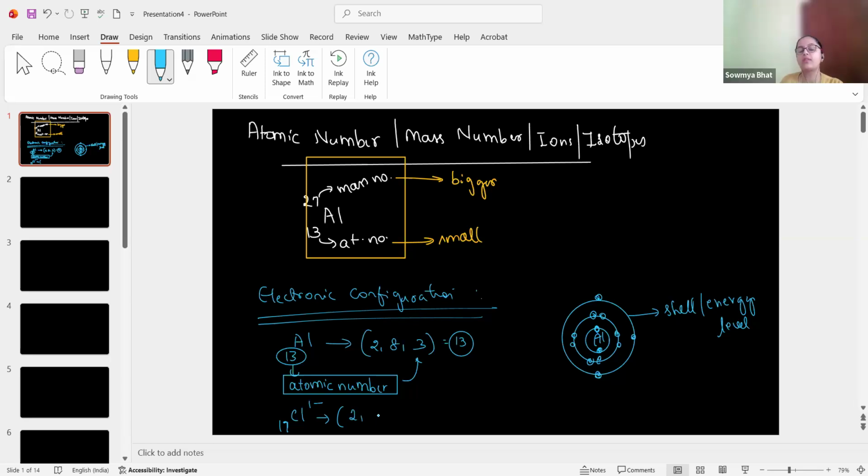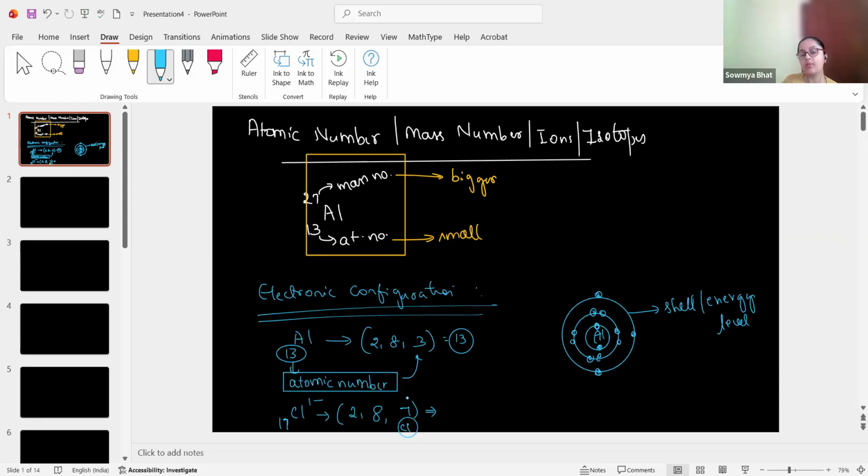Always the first shell can maximum have 2 electrons. Once it's done, go to the next shell. It can have maximum 8 electrons. 2 plus 8 is 10. You need 7 more, so you put 7. It's always 2, then 8, for any number. This is just for chlorine because there are 17. You see there is a 1 minus charge. That means it has accepted 1 electron. You have to add that and it becomes 2, 8, 8.